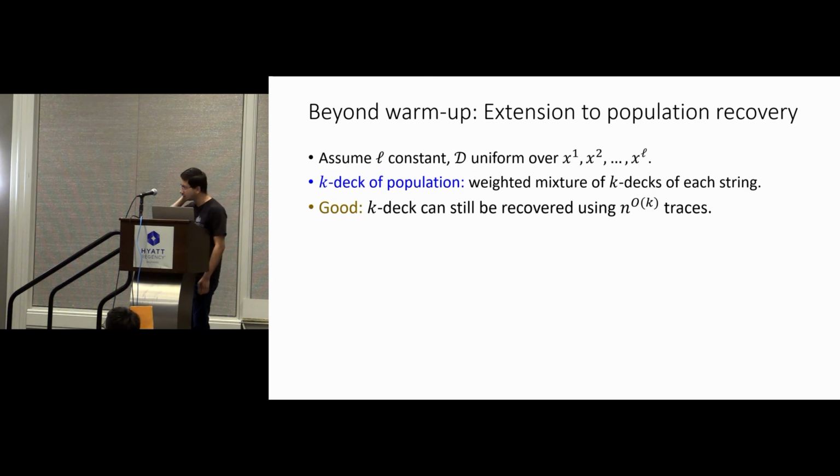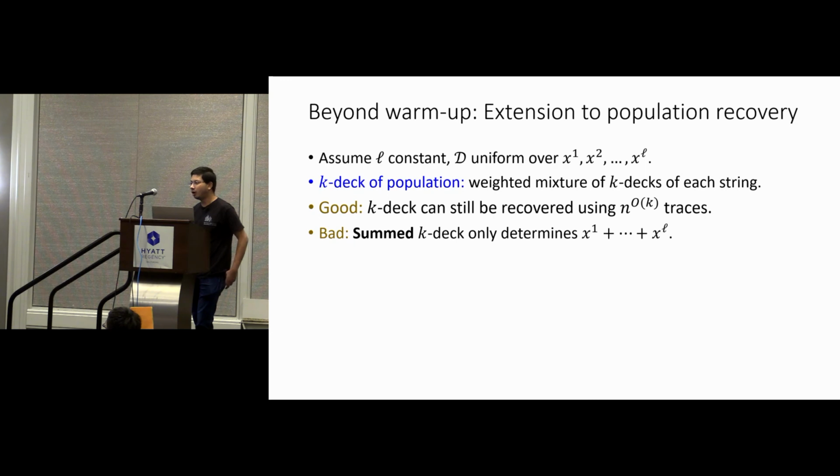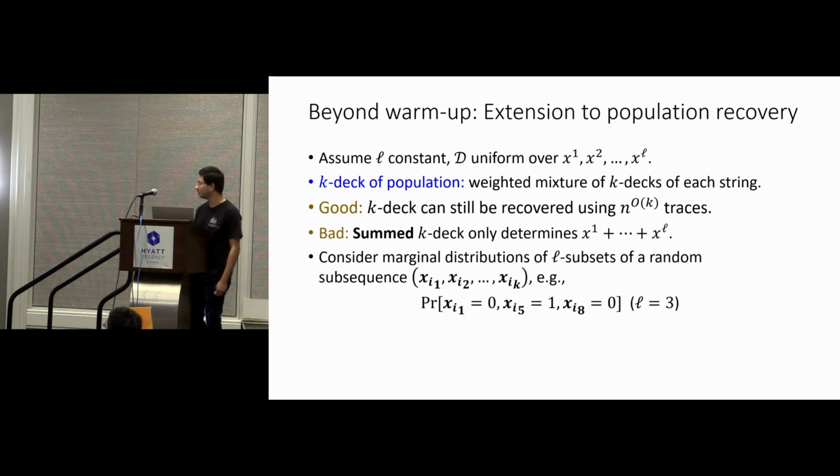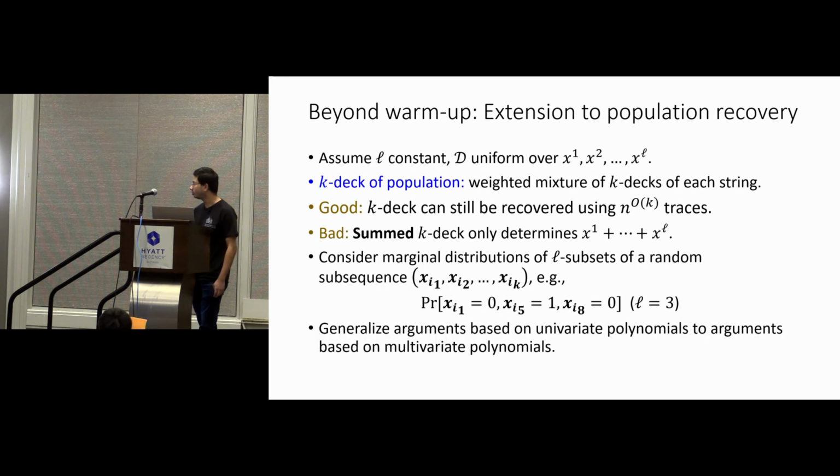However, now it's not enough to look at the summed k-deck. It turns out that the summed k-deck only determines the sum of the strings, not each string individually. So we'll need to look at more involved statistics. In particular, for a random subsequence of length k from my distribution, I'll need to look at correlated statistics of this form. What is the probability that, let's say, the first bit is 0 and the fifth bit is 1 and the 8th bit is 0 and so on. So it's not enough to look at just marginal distributions on one coordinate.